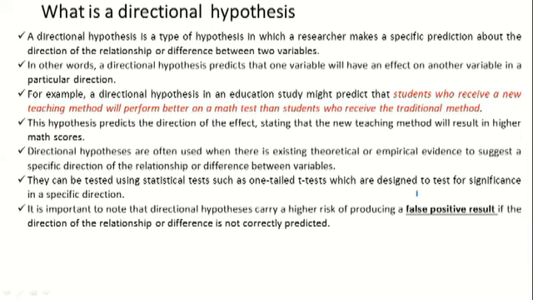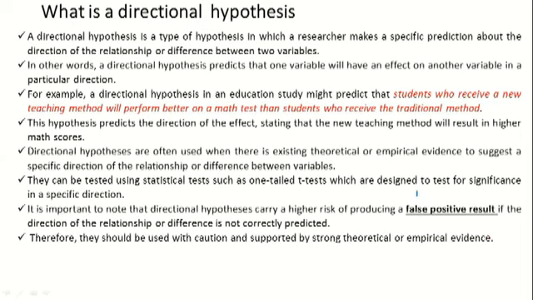So whenever somebody is having a directional hypothesis, he or she might produce a false positive result if the direction of the relationship or difference is not correctly predicted. Therefore, we should take this directional hypothesis with caution, and it must be supported by strong theoretical or empirical evidence before we use it.